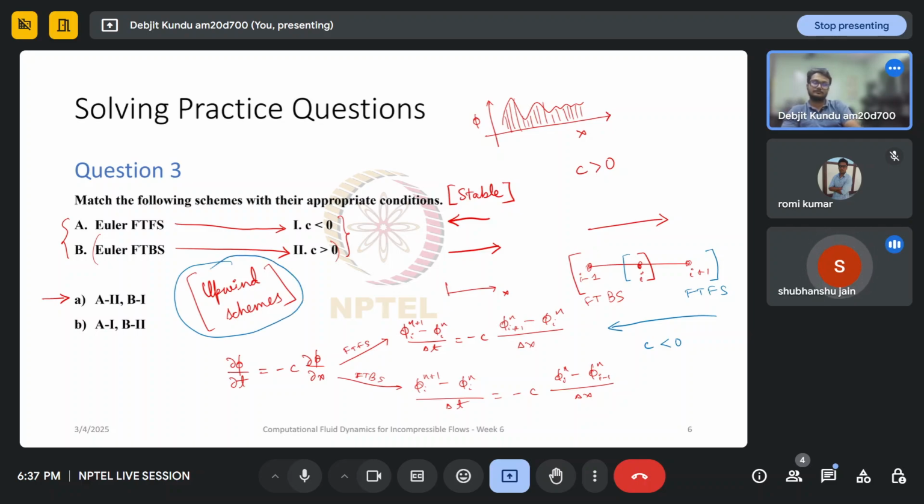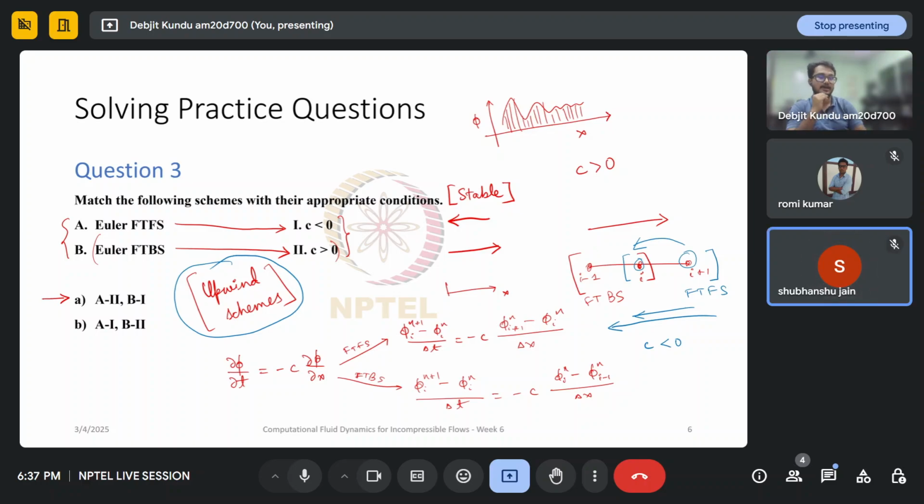Sir, what is the logic behind deciding the value of c, that it must be less than and greater than 0? Yeah, so c being less than or greater than zero only tells you in which direction the information is traveling, right? So if you want information to reach I, you have to pick the point in the direction from which information is coming. So if the flow is in this direction, you have to pick points from the right hand side so that information can come to this point. And the same logic applies for the other case as well.